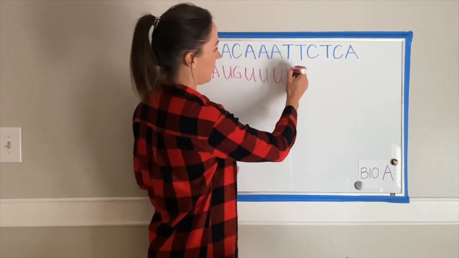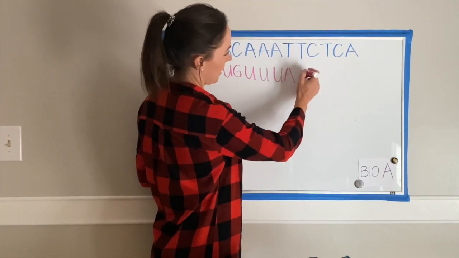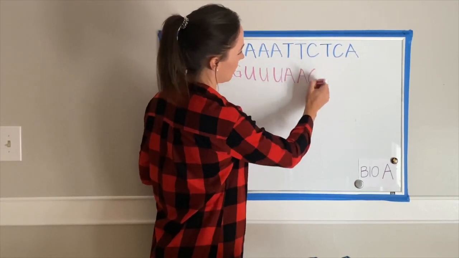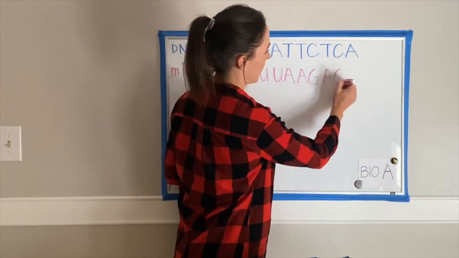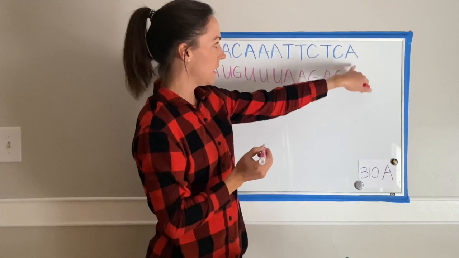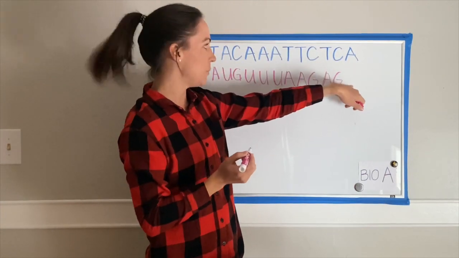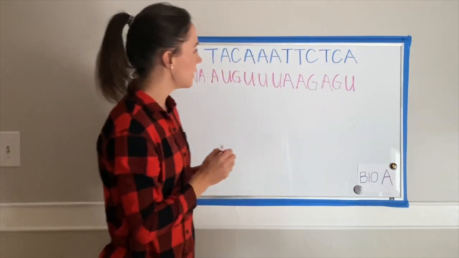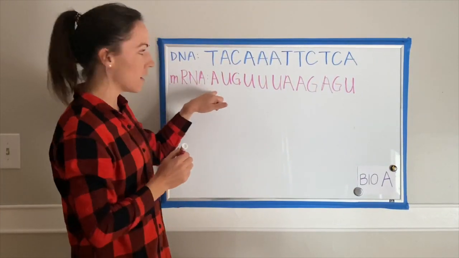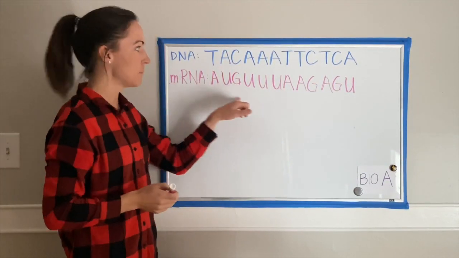Thymine and adenine, thymine and adenine, cytosine and guanine, thymine and adenine. I've got a G. And then the last one again, an A typically would be a T, but because this is RNA, it's going to be a U. And so this is my mRNA, my messenger RNA.